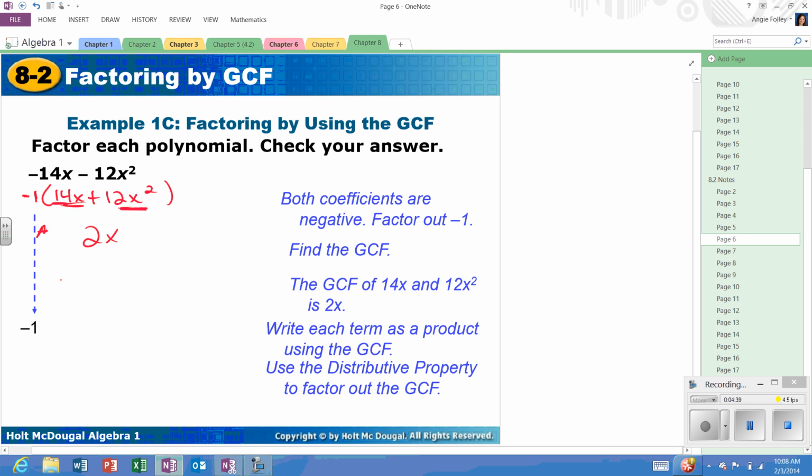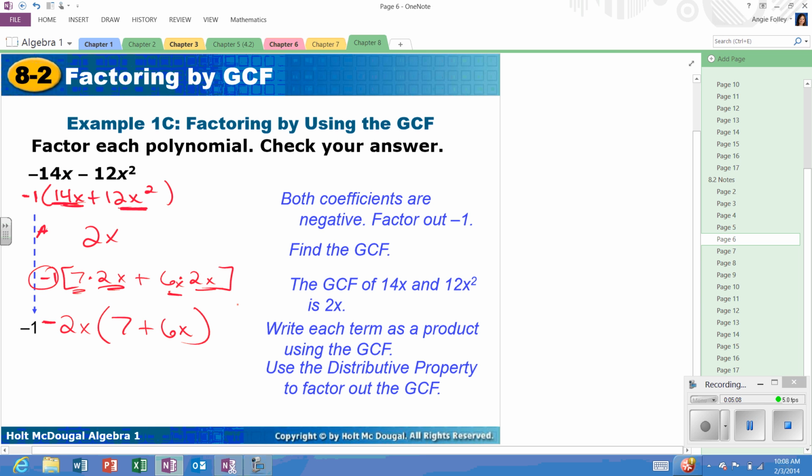Okay, so now we're going to pull out that negative 1 and write this as 7 times 2x plus 6 times 2x, because 7 times 2x gets me back to 14x, and 6, it should be 6x there. 6x times 2x gets me back to 12x squared. So now I can pull out that 2x, and I'm going to multiply it by this negative 1. So now it's a negative 2x and I'm going to leave what I have left on the inside.